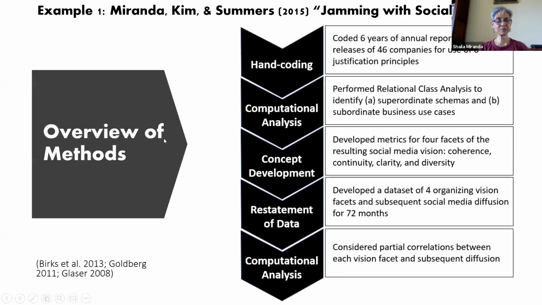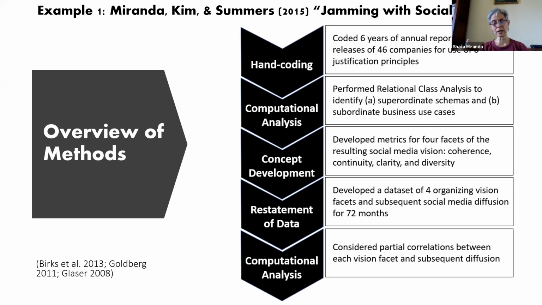So back in 2011, I began this project with Inchan Kim and Jema Summers to investigate the nature and consequences of the organizing vision for social media. We studied 6 years of annual reports and press releases from the top 50 Fortune companies. And as Aram pointed out in his JRS article, we began by hand coding our text for 6 justification principles. And that same year, Amir Goldberg, a sociologist, had proposed relational class analysis as a way of surfacing shared meaning. And he was really kind and helped me implement a program to automate this process.